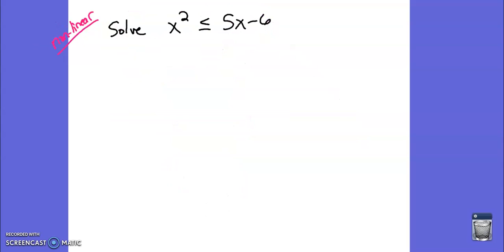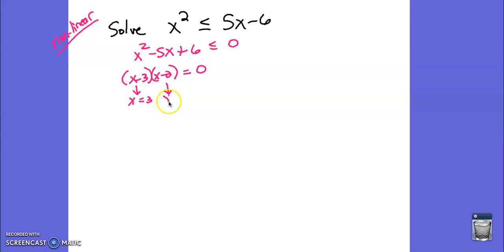All right, so let's start talking about nonlinear, because nonlinear throws a different ball game in here. So if we solve for x on this, what you're going to do is basically pretend for a second that it just says equals 0, and you're going to solve by factoring. And so we're going to get x equals 3 and x equals 2.